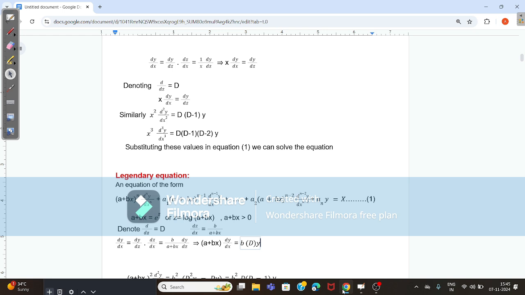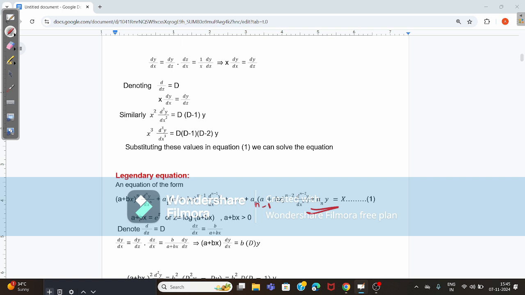Legendre's equation. An equation of the form (a+bx)^n d^n y/dx^n + a1 (a+bx)^(n-1) d^(n-1) y/dx^(n-1) + a2 (a+bx)^(n-2) d^(n-2) y/dx^(n-2) + ... + an y = X. This equation is in this form.